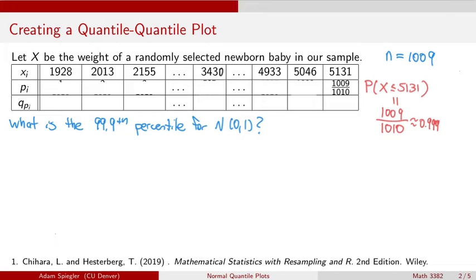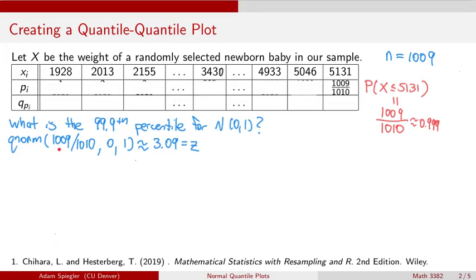If you want to consider how well this distribution stacks up to a normal distribution, we can then ask, what is the 99.9th percentile for the standardized normal distribution? To get an approximation for that, we can use the qnorm function if we're working in R. So over here, I've got qnorm, and in goes the quantile that I have.